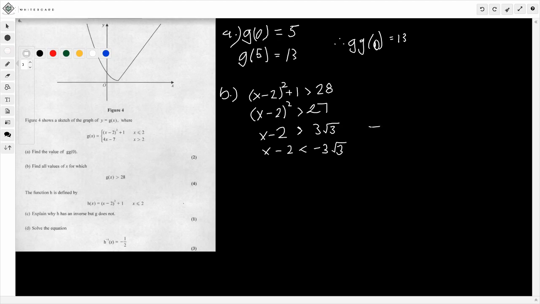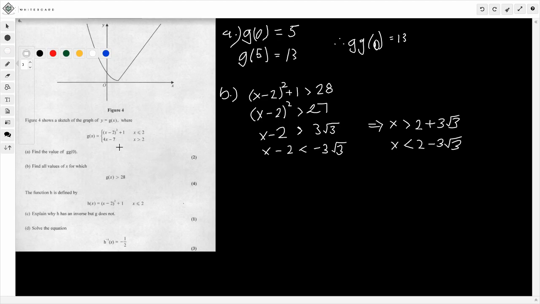Which gives us 2 unique solutions. So therefore, x, or should I say a set of values, so x is going to be bigger than 2 plus 3 root 3, and x must be less than 2 minus 3 root 3. So we've got them 2 values now. Let's have a look at the next part.